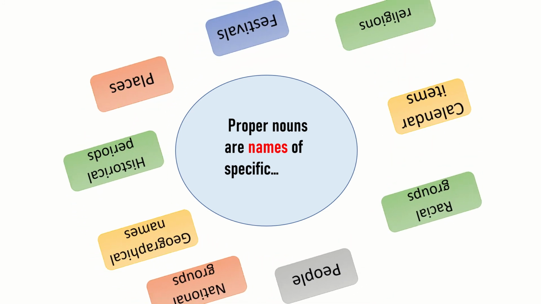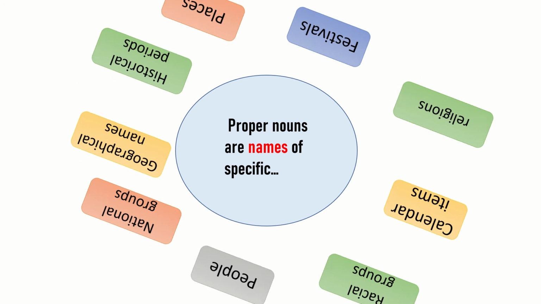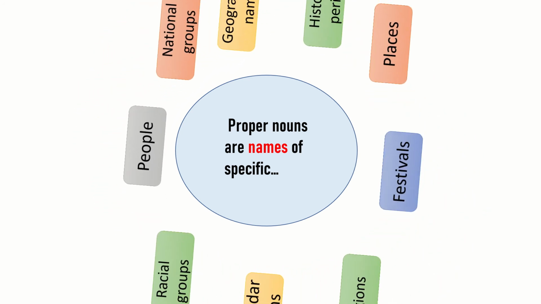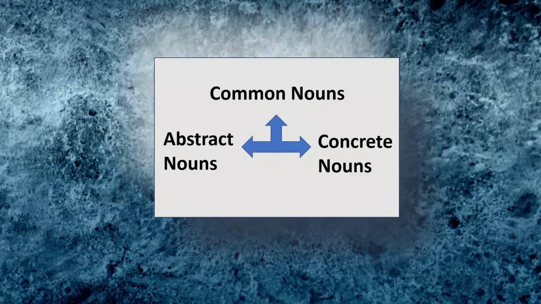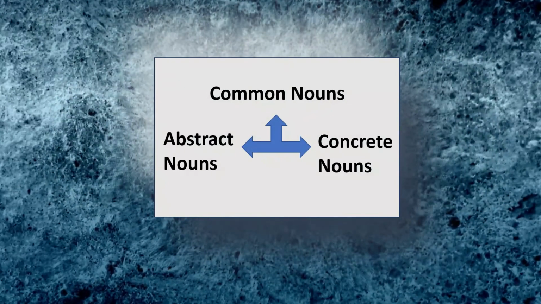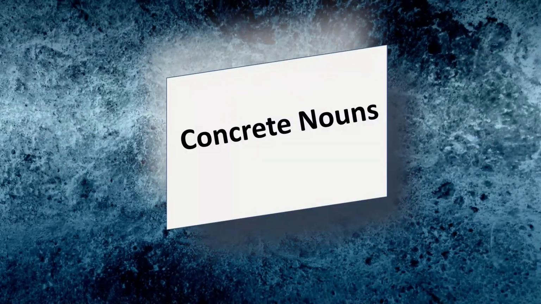Racial groups, what are racial groups? Sinhalese, Tamils, Burghers, those are racial groups. So let's move on to the next category, that's common nouns. Under common nouns, there are two categories, abstract nouns and concrete nouns. Let's take a look at concrete nouns first.